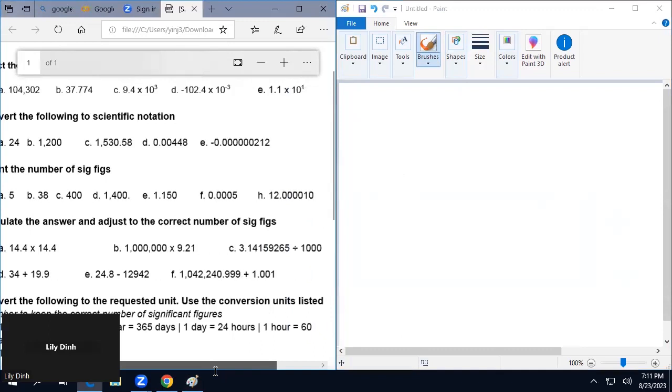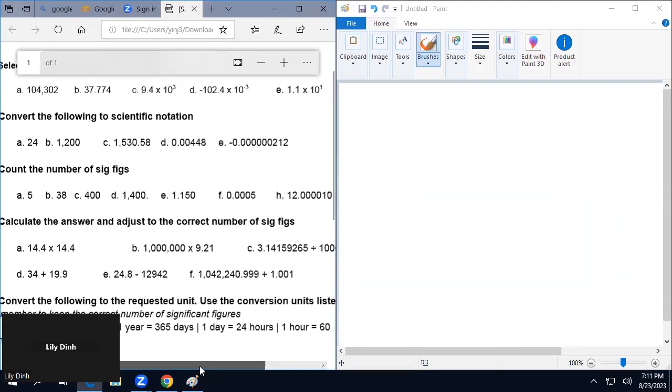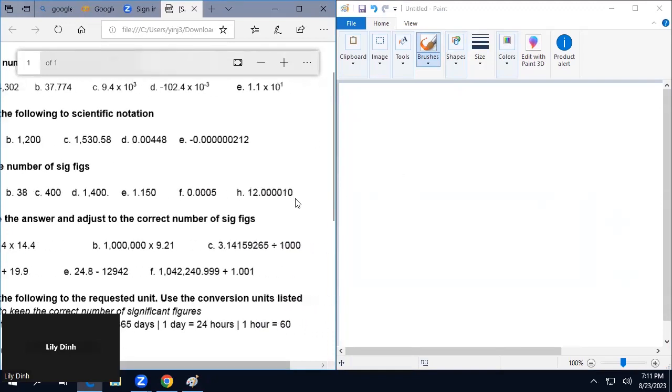Okay, what about 12.0000010? Oh, also, we're counting the number of significant figures. Hope you can see this.